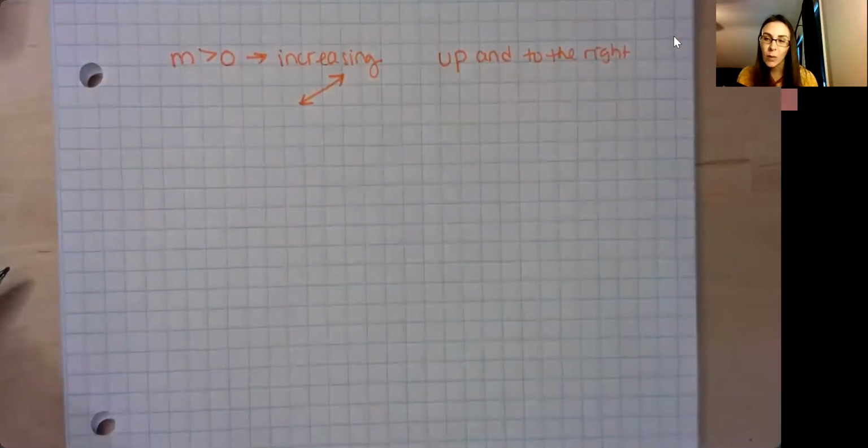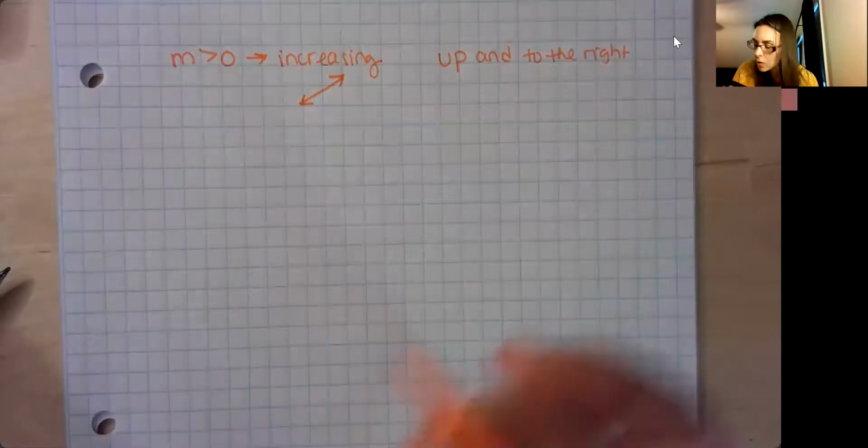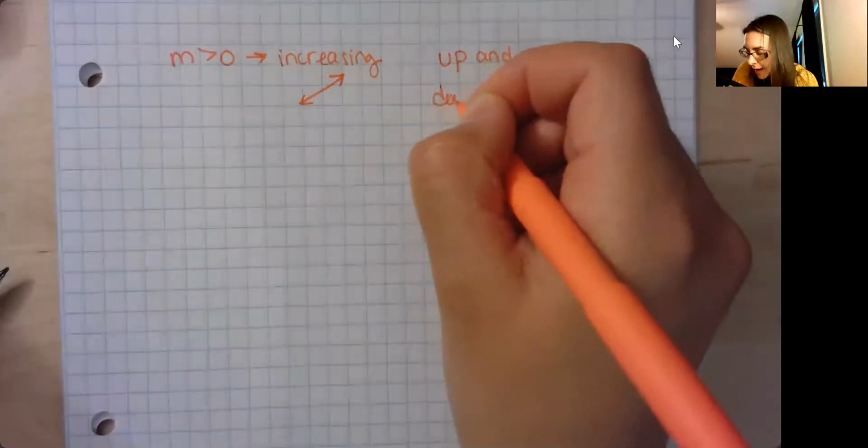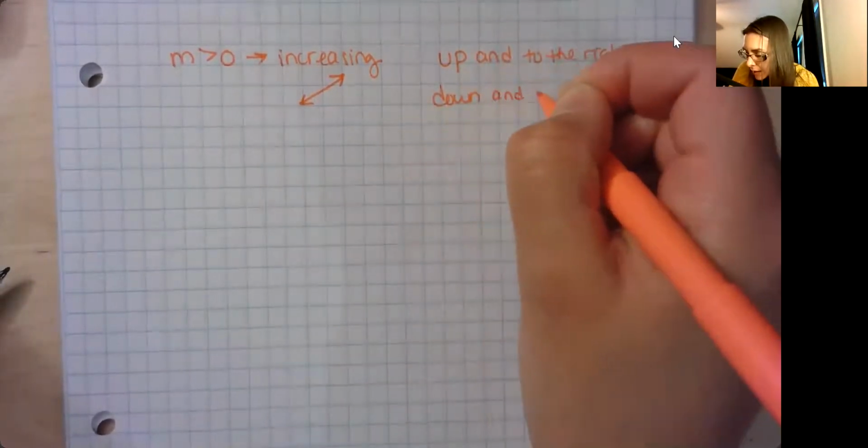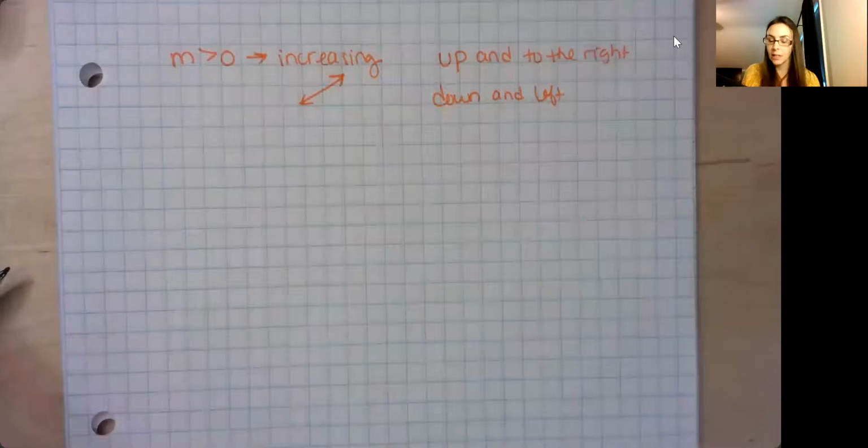Now, sometimes you have to work backwards. So if you need to count backwards, you can do that too. If you were to move down and left, you would actually get still an increasing line.